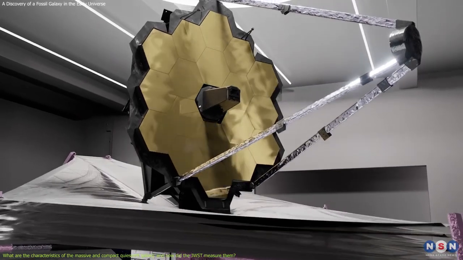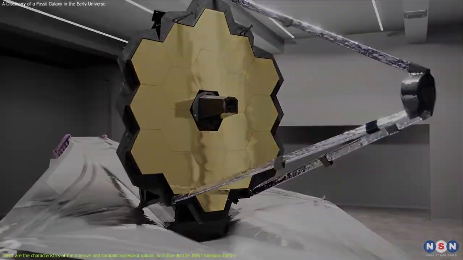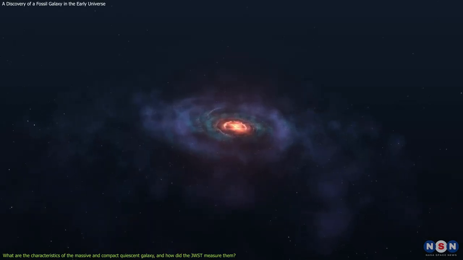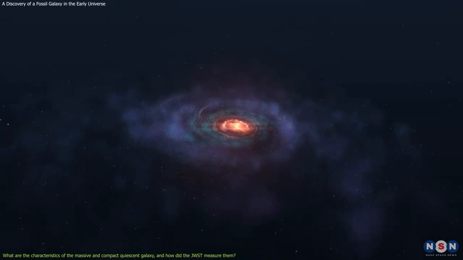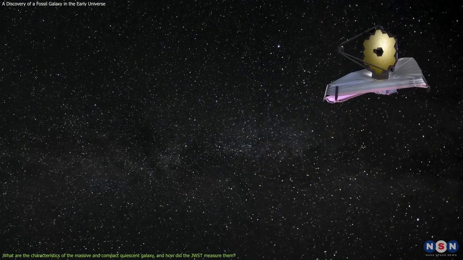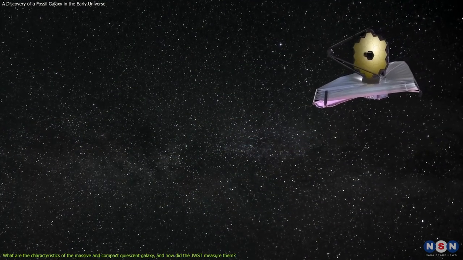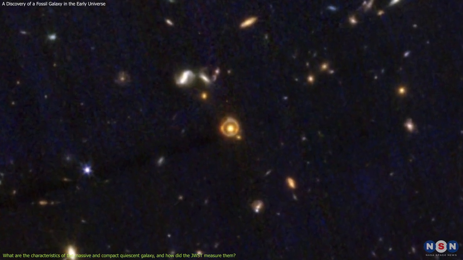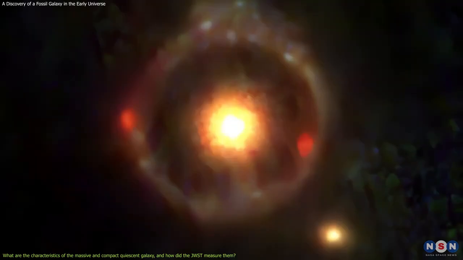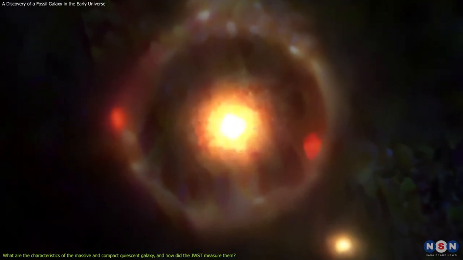James Webb was also able to detect some spectral features, such as the hydrogen and oxygen emission lines, that can reveal the physical conditions and the metallicity of the galaxy. To date, this is the only telescope that could make these measurements, as the quiescent galaxy was too faint and too small for any other telescope to detect. By finding this galaxy, we now have a new window into the early universe, which has challenged our understanding of galaxy evolution and cosmology.